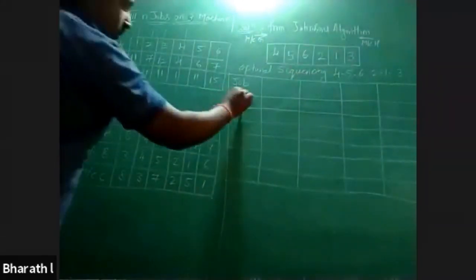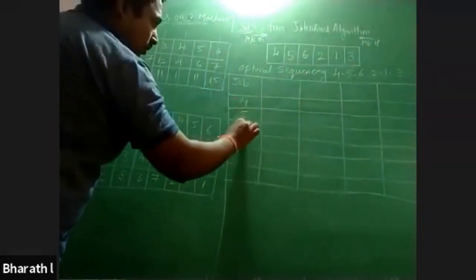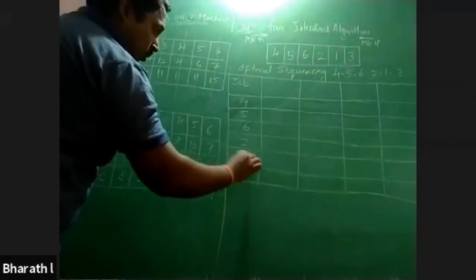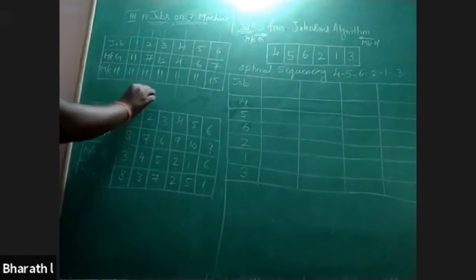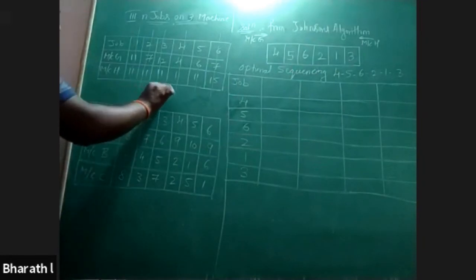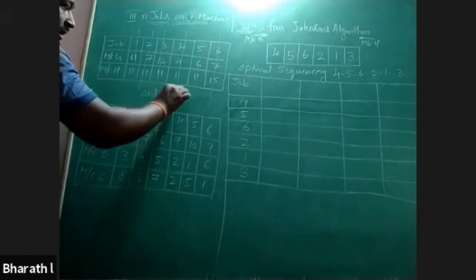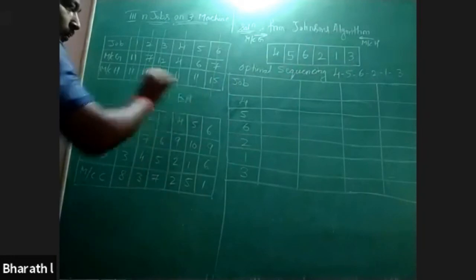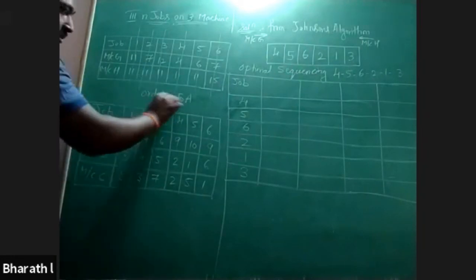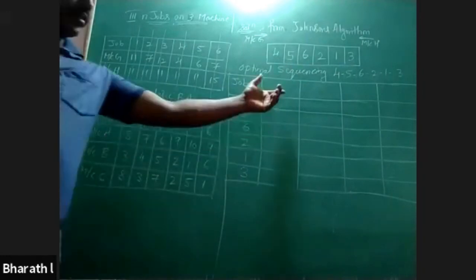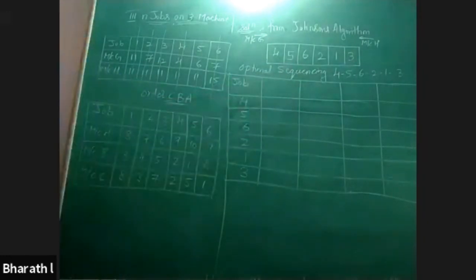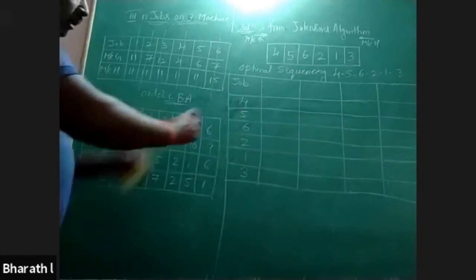And they're given the sequencing: 4, 5, 6, 2, 1, 3. Then the order of the machines they're given in the problem is C, B, A. Since the order of the machines is given as C, B, A, the table we need to consider is in the same order.